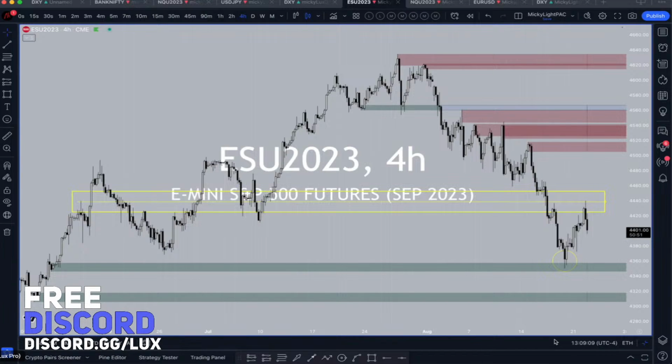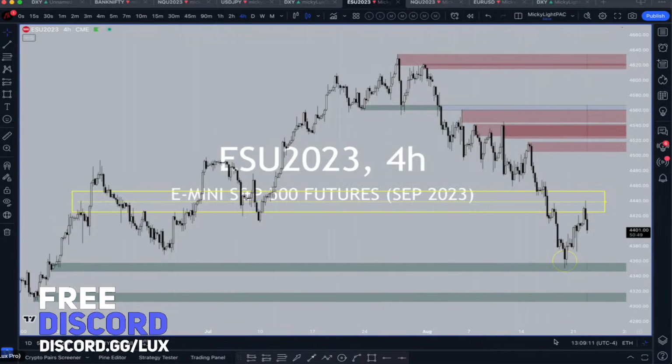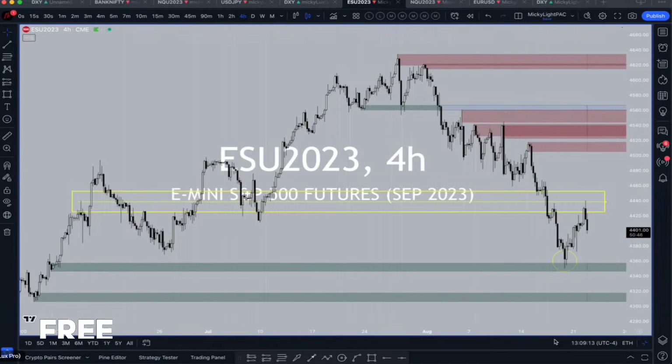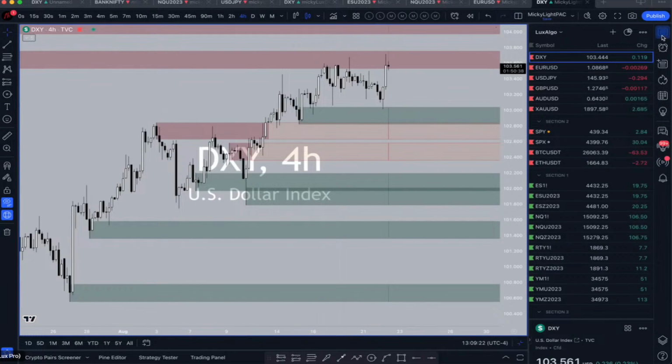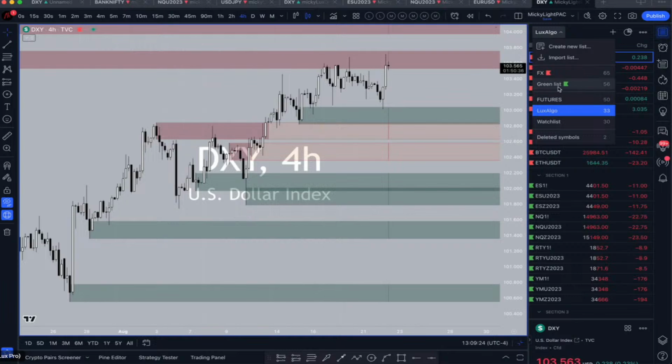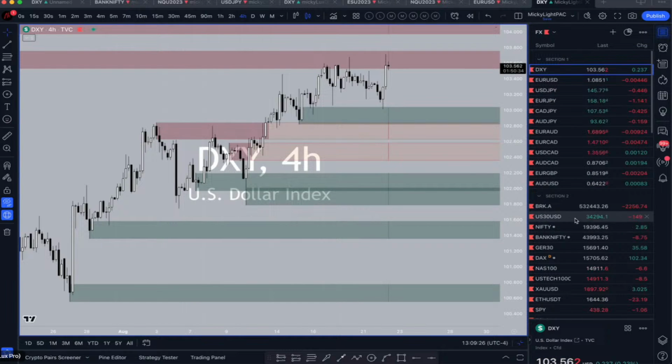Any other questions or assets or symbols? We got a US 30. US 30. That'd be a good one. Okay, let's go to US 30. Where is my US 30? Let's see. Boom.